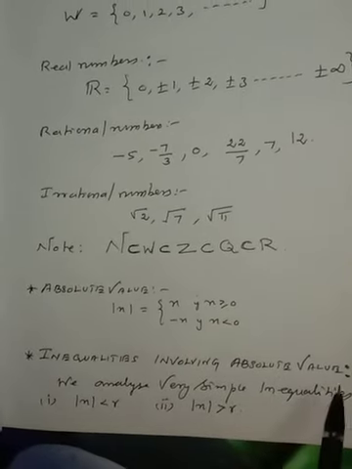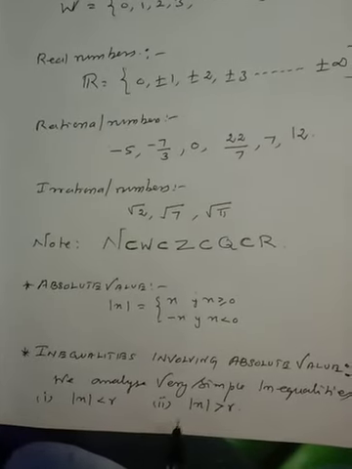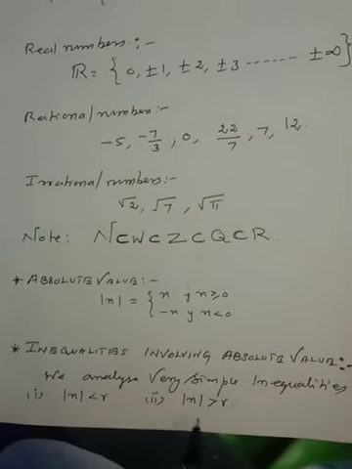In this case, inequalities, there are two types. One is mod x is less than something, and another one is mod x is greater than something. Okay.